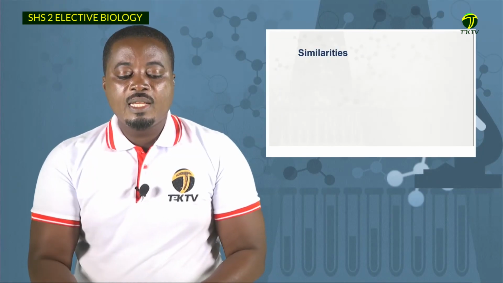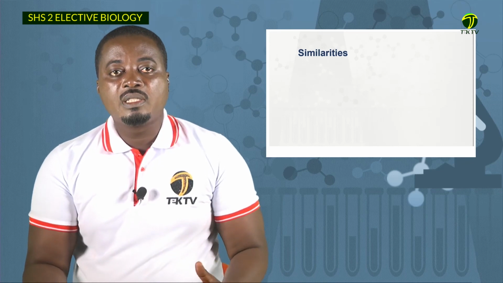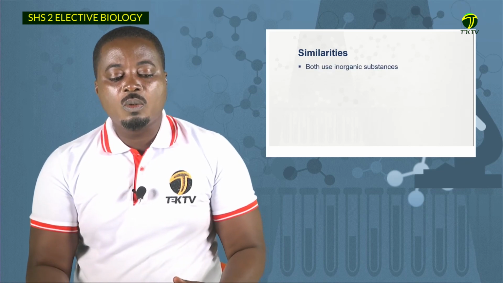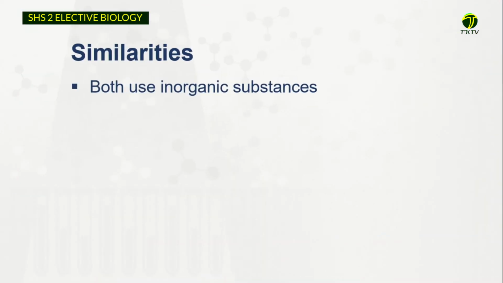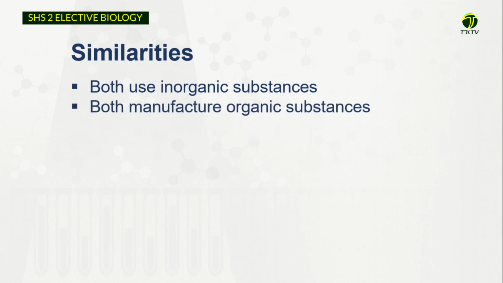Now, let's look at some similarities between the two. Both use inorganic substances to produce food. Both manufacture organic substances, which is the food. So basically that is the similarity.